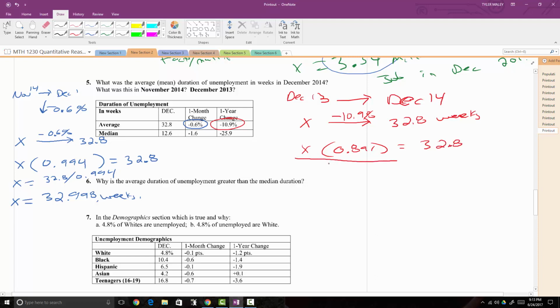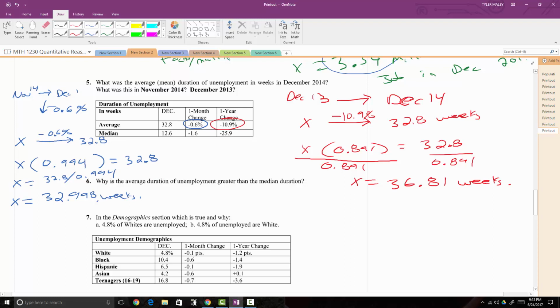So then if I divide both sides by 0.891, I get 36.881, if we round to the nearest hundredth. So this is in weeks, right? So again, these values should be larger than 32.8, because both of these experience a negative percentage change.